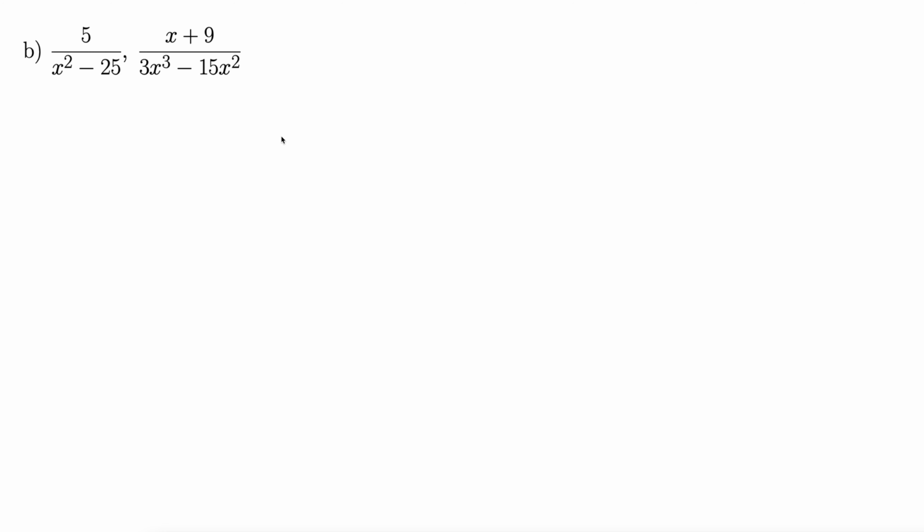In this example, we still want to find the LCD, but we have 5 over (x squared minus 25) and (x plus 9) over (3x cubed minus 15x squared). Remember, for LCD, you always want to factor first. Okay, factor first, right, just the denominators. I don't even care what the numerators are right now. I'm finding the LCD. It's the least common denominator. Okay, so let's factor these.